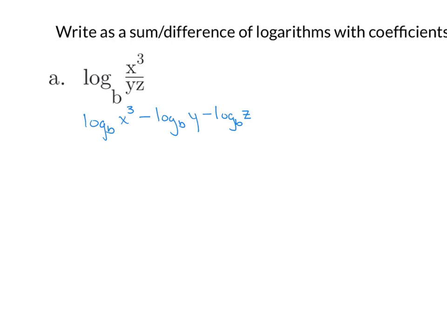Our last step, we want coefficients instead of exponents, so I'm going to take my 3, move it to the front, and we get 3 log base b of x minus log base b of y minus log base b of z. This is written as sum and differences with coefficients, and so we are done at this stage. Let's try one more.